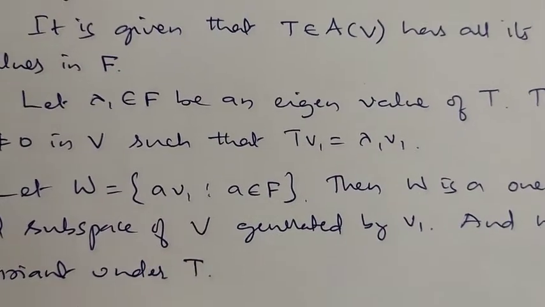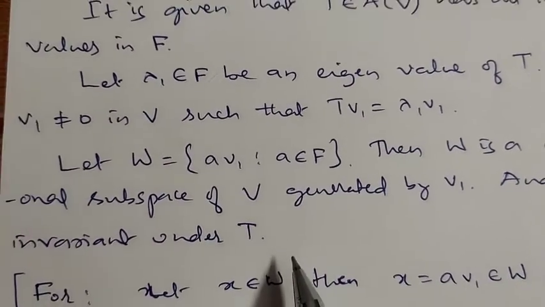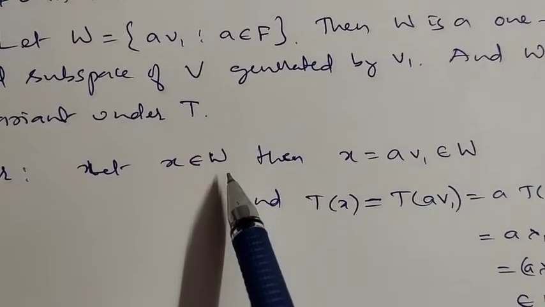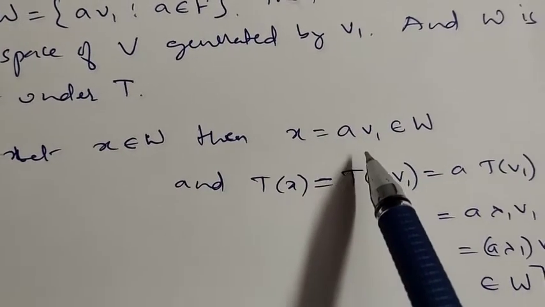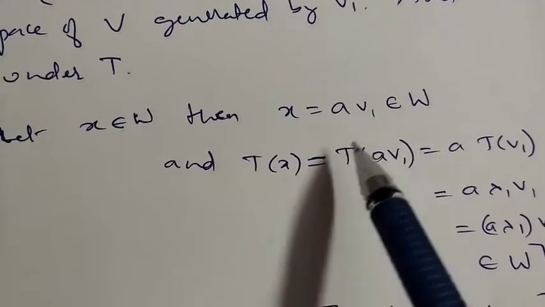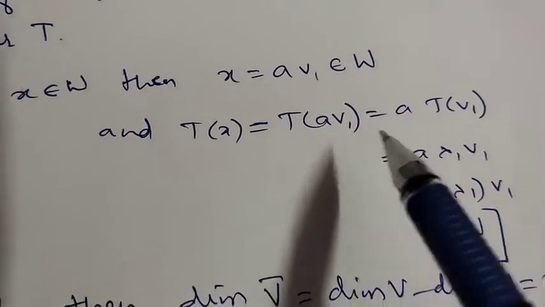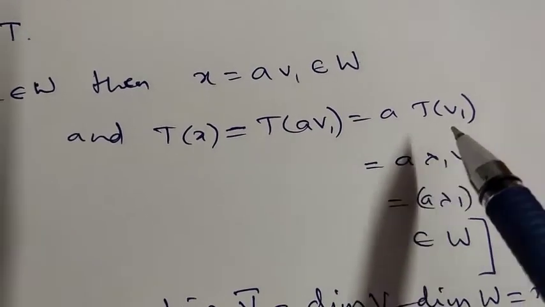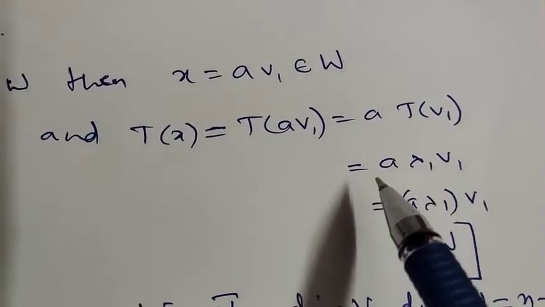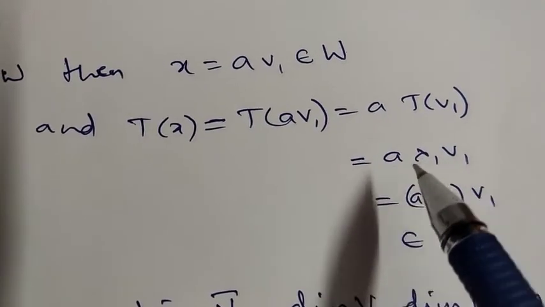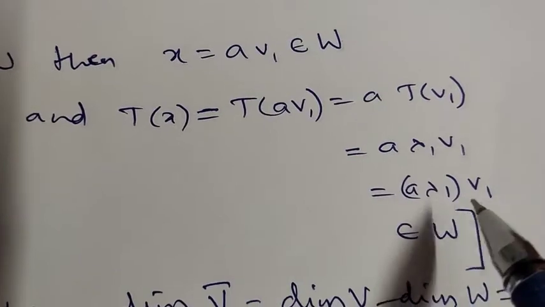Okay, and clearly W is also invariant under T, because if I take any element x belongs to W, how does x look? x is equal to a times v1. So this implies T of x is equal to T of a times v1. Since T is linear, a times T of v1, and T of v1 is lambda 1 v1. Now this can be written as a times lambda 1 times v1.